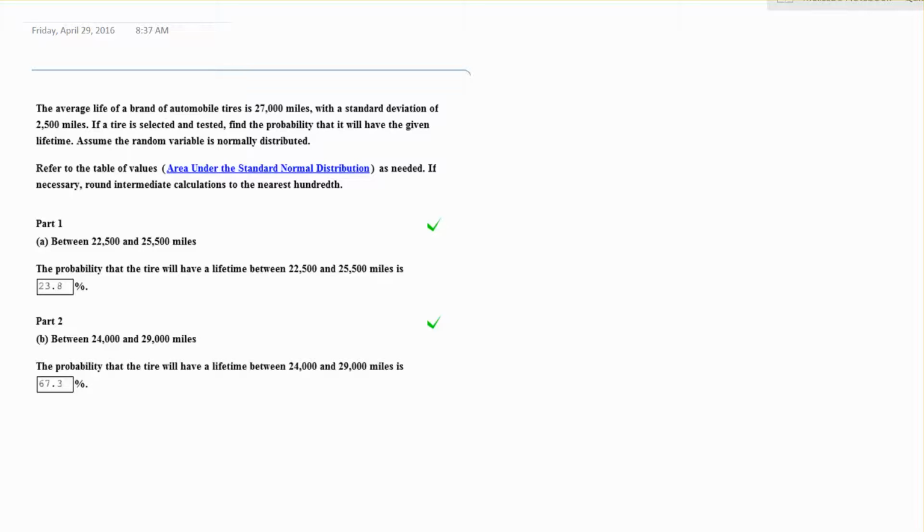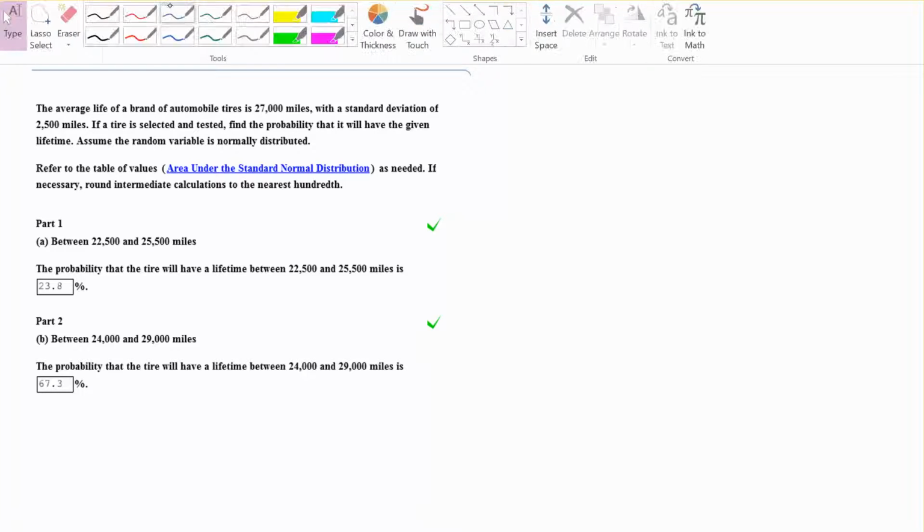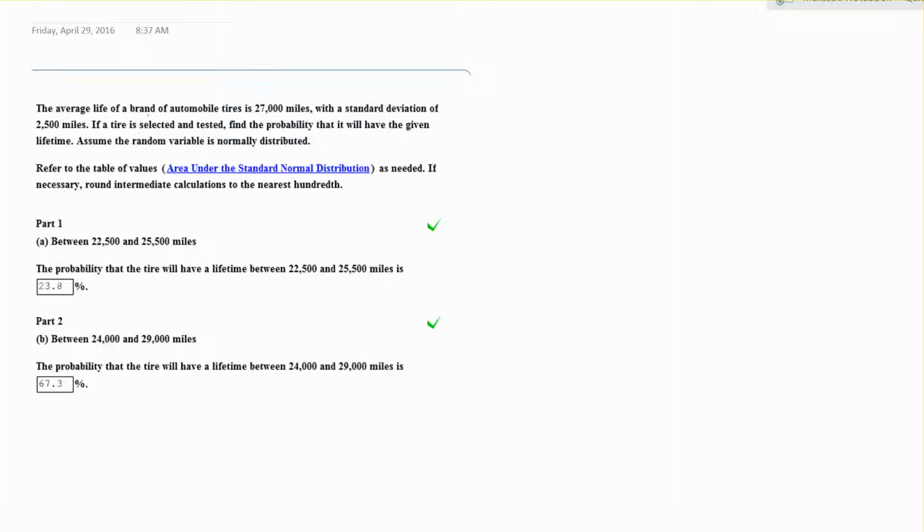Here's an example of an application problem involving normal distribution. So let's solve part A. We have the average life of a brand of automobile tires is 27,000 miles.